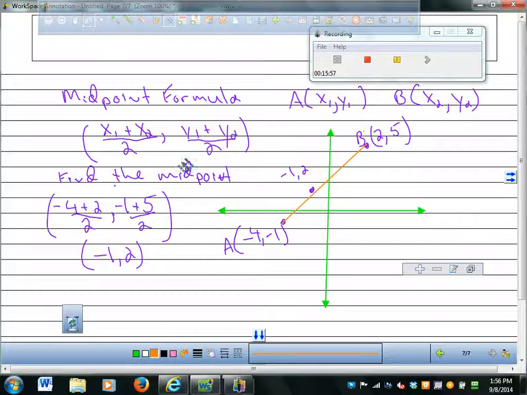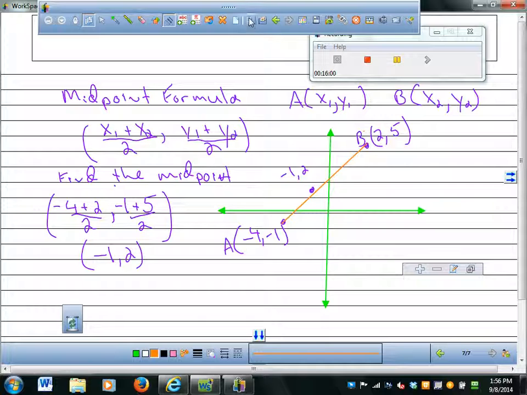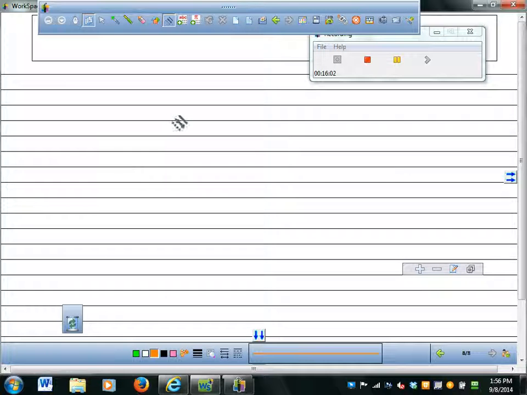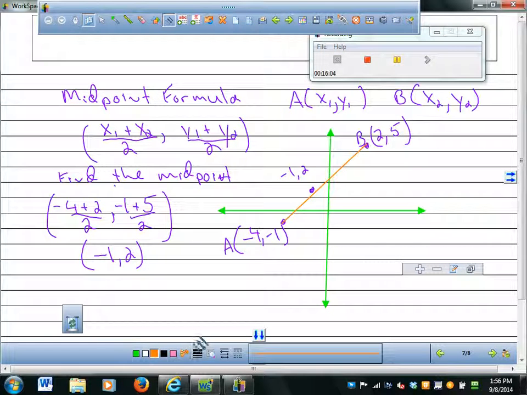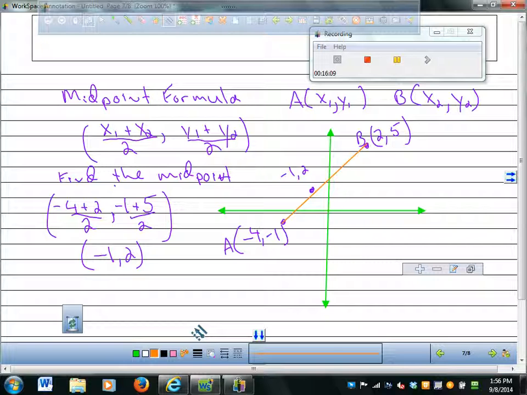Now, one more type of problem that you're going to see based on the midpoint, which involves some algebra. Did I go too fast? Did anyone want to write that down? No? Okay. So one more type of problem you're going to see is like this. And then we'll be done, and then you can just do your homework. Okay? So here we go.